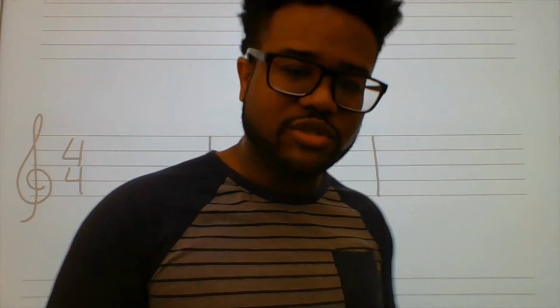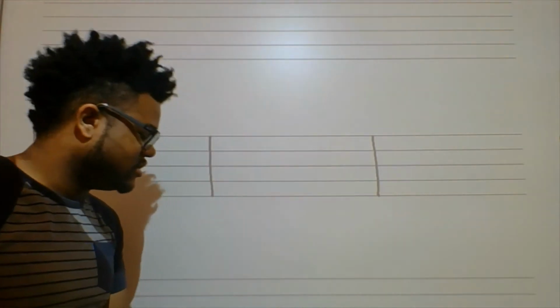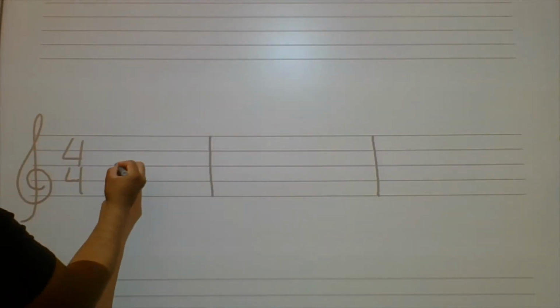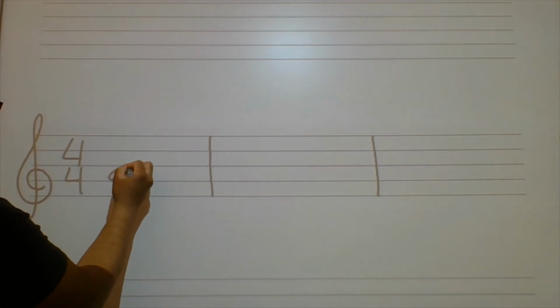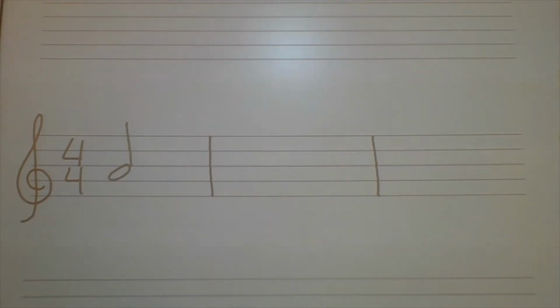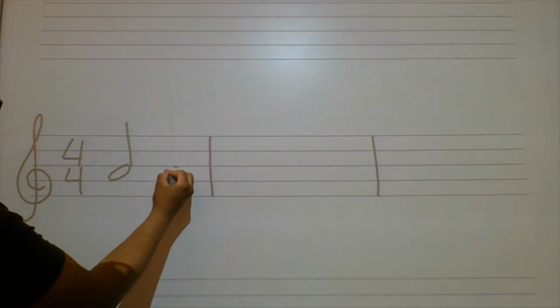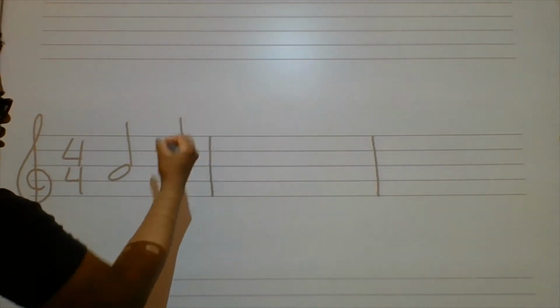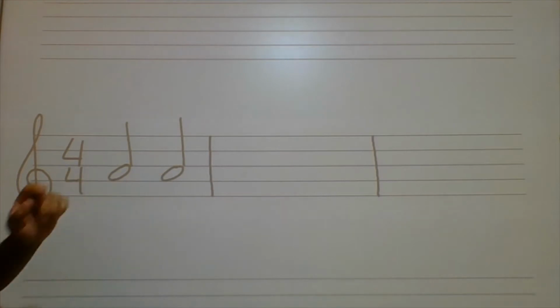Okay, let's get started. What is a half note? We're going to start with the half note. A half note looks like this. It kind of looks like a quarter note, except you can see inside the circle. The circle is left open. Half note, half note. Now, a half note gets 2 beats.